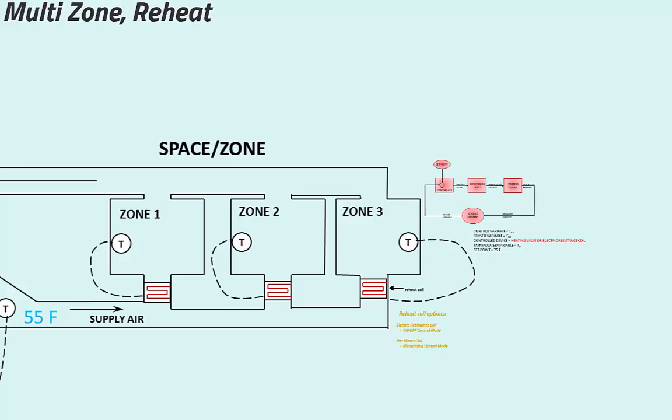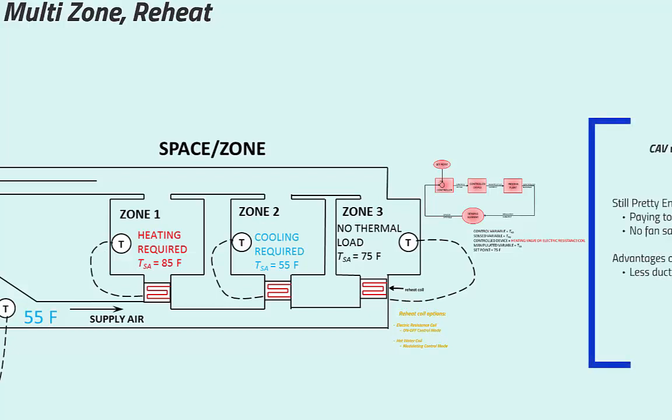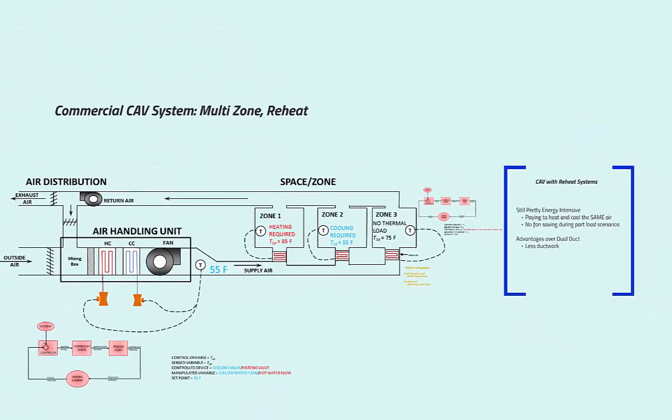If a space is requiring a lot of cooling, we may not engage that reheat coil and just supply 55-degree air to that space. Another space may be requiring a lot of heating. Thus, it would fully engage the reheat coil to supply maybe 85-degree Fahrenheit air. Or the space may need neither cooling nor heating. Thus, we only slightly engage the reheat coil until the supply air temperature matches that of the room air temperature. So this system configuration uses a lot less ductwork than the dual duct system. It is still energy inefficient, however, because for the spaces requiring heating, we are still paying to heat up the air that we just paid to cool down.